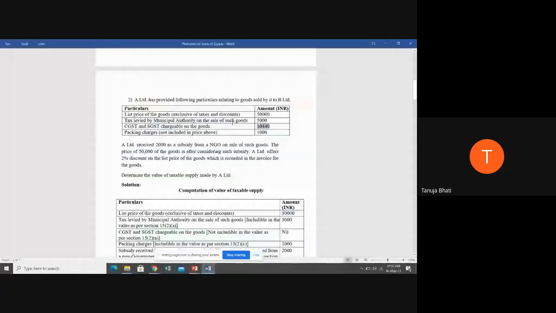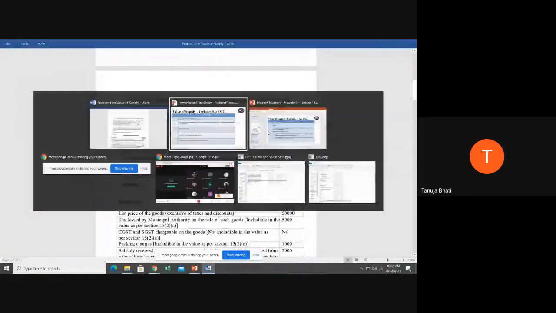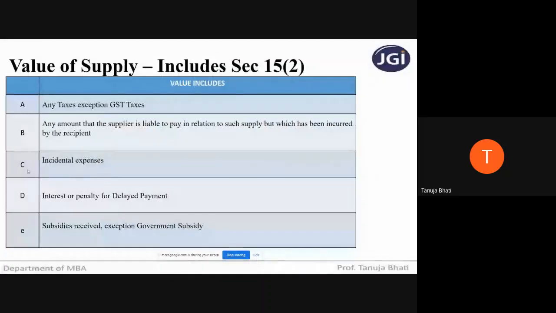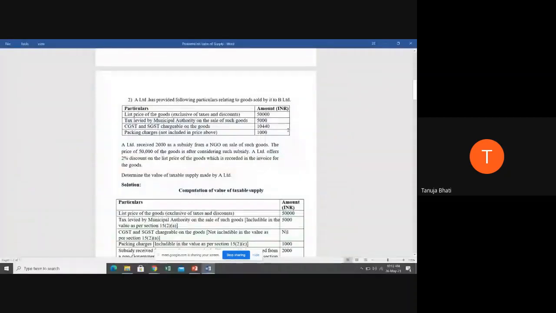Next, parking charges not included in the above price, 1,000. So parking charges are being charged by A to B. Should it be included or excluded, or what should be done with this 1,000 rupees? Included, because we have seen as per section 15 subsection 2 clause C, incidental expenses, either at the time before or at the time of supply. Incidental means additional expenses, which can be your packing, commission, insurance, parking, relating to the supply of goods or services. So very good students, we have to include this.